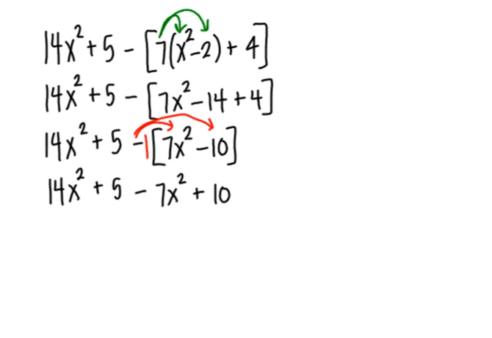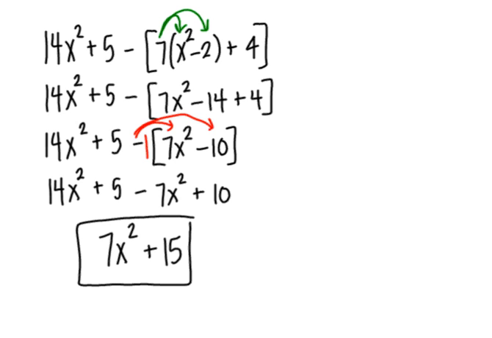Combining like terms, I have two x squared terms, a 14x squared and a negative 7x squared. So 14 minus 7 would give me 7x squared, and 5 plus 10 would give me 15. 7x squared plus 15 would be my answer.